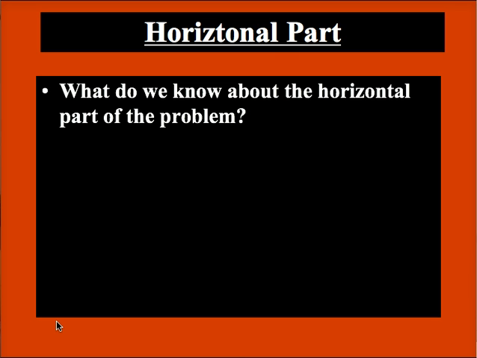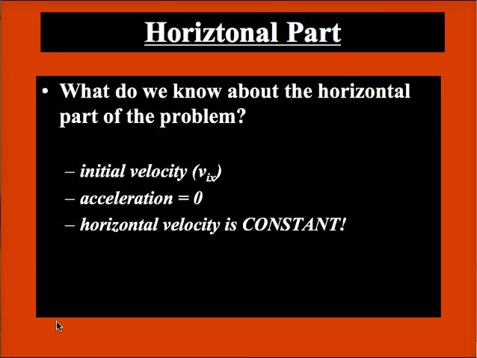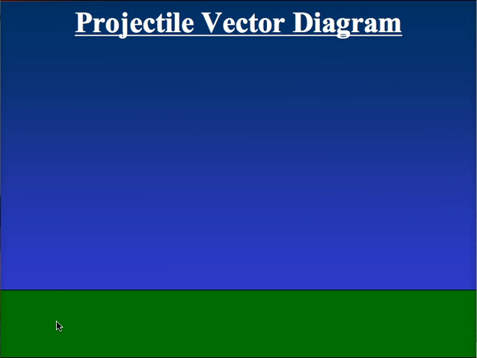For the horizontal part, we know that the initial velocity in the x can be calculated. The acceleration in the x is always 0. You have no acceleration in the x direction. The horizontal velocity is going to stay constant, therefore. It's not going to change.